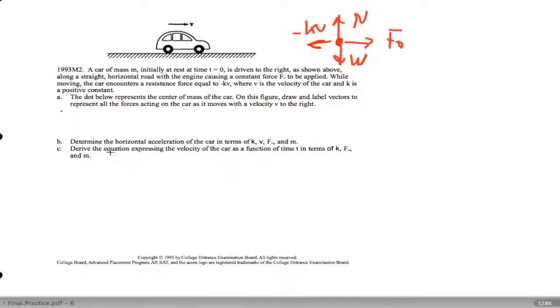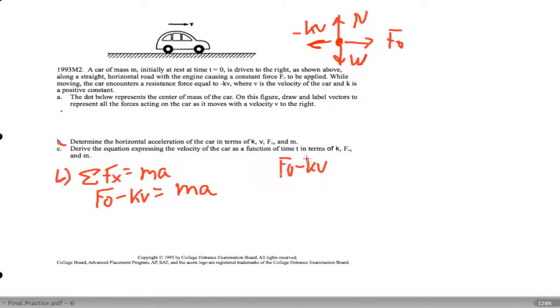Now we want to derive the expression for the acceleration, so that means in the x direction, we know the car is accelerating. What we'll say is F0 minus kV equals ma. So if we solve for the acceleration, it's going to be F0 minus kV over m equals the acceleration. And that's pretty much the answer for B.